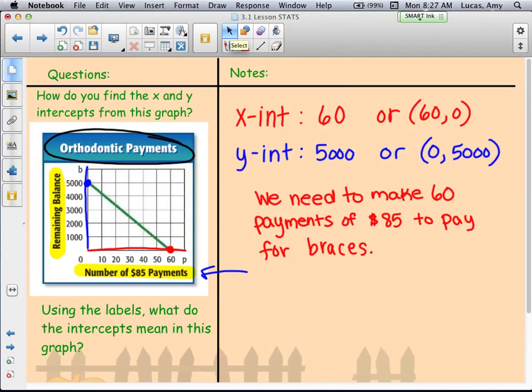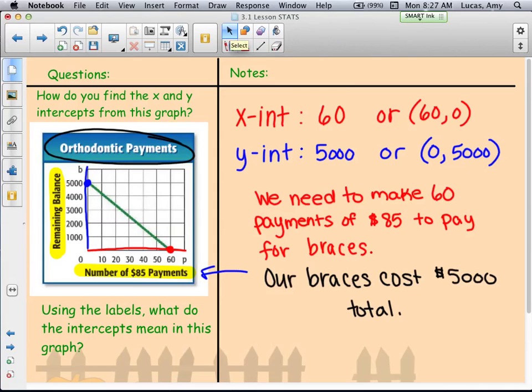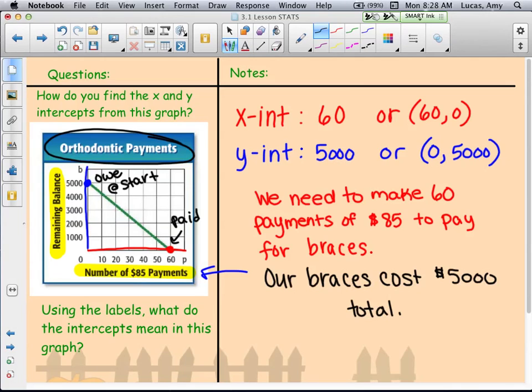Okay, then the $5,000, I'm going to say, for my y-intercept, our braces cost $5,000 total. Because we're starting out at $5,000 and then eventually paying off the braces. So this is how much you owe at the beginning. And then it goes down as you make your payments to the bottom where they're paid off. So they're paid off after 60 payments of $85.